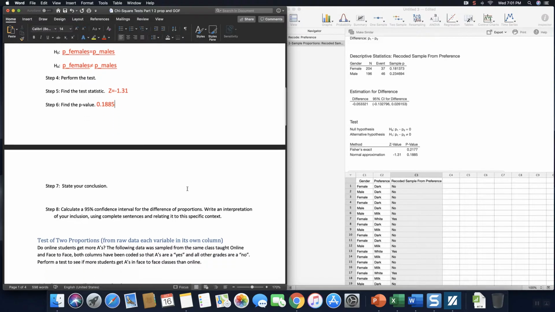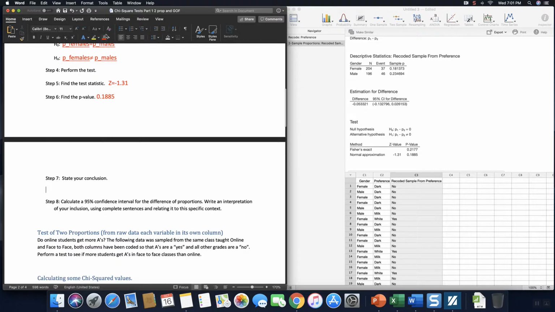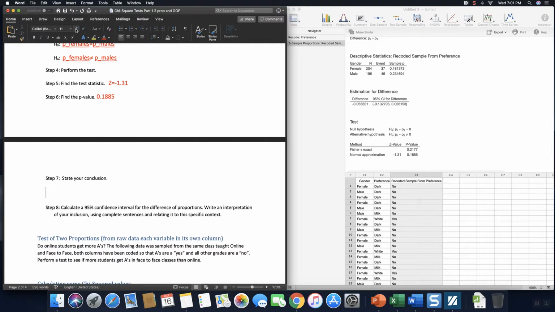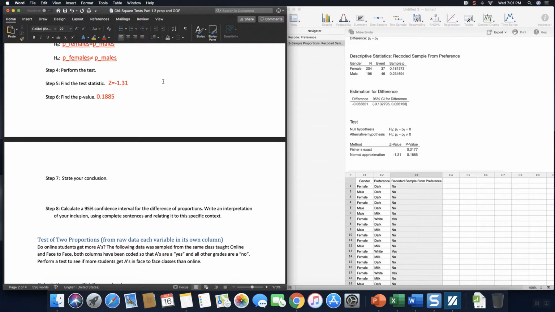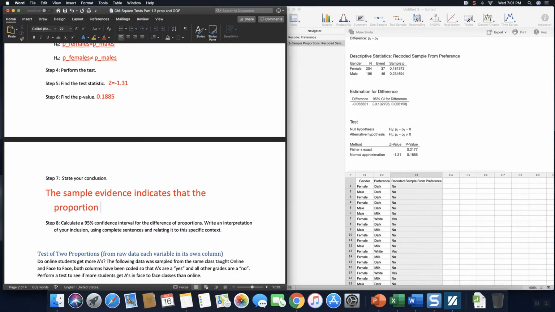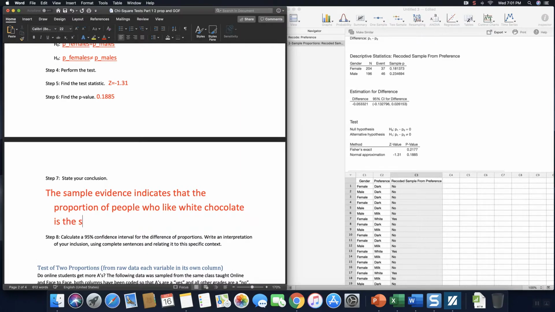I'm going to fail to reject my H0. It looks like men and women both like white chocolate at about the same rate, or at the same proportion. The sample evidence indicates that the proportion of people who like white chocolate is the same for both men and women.